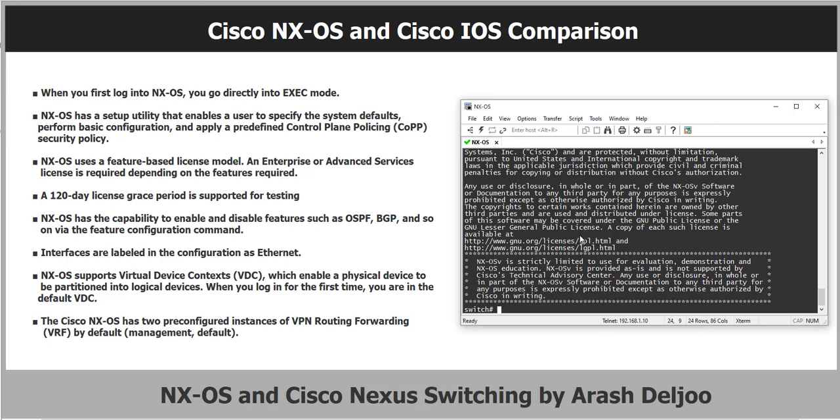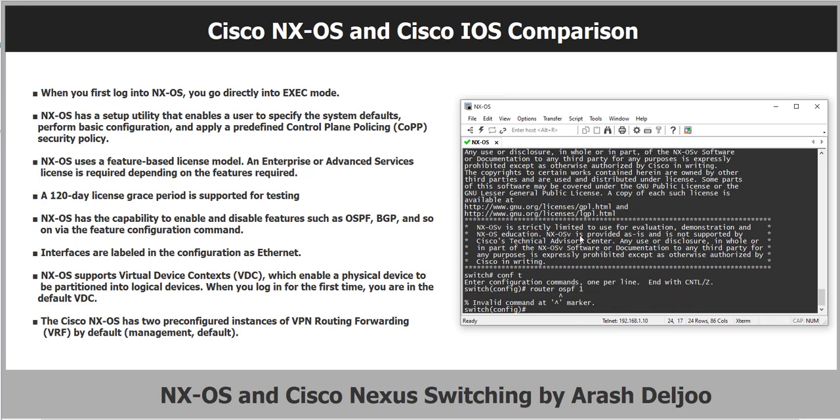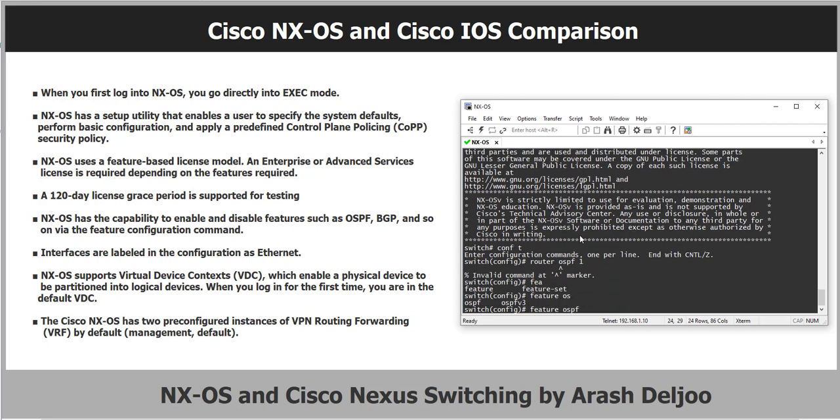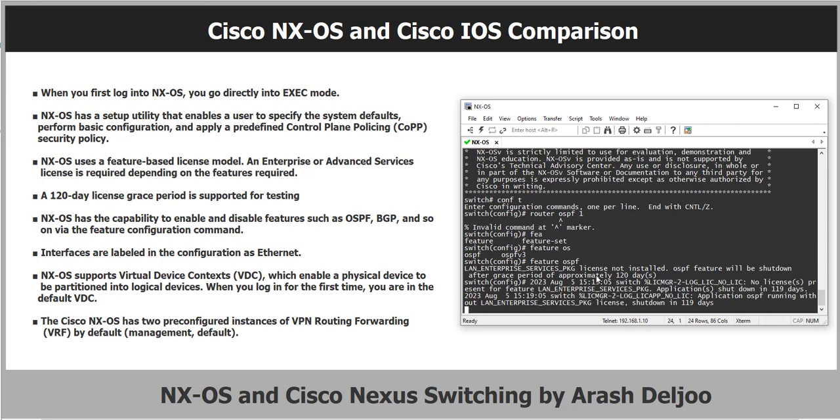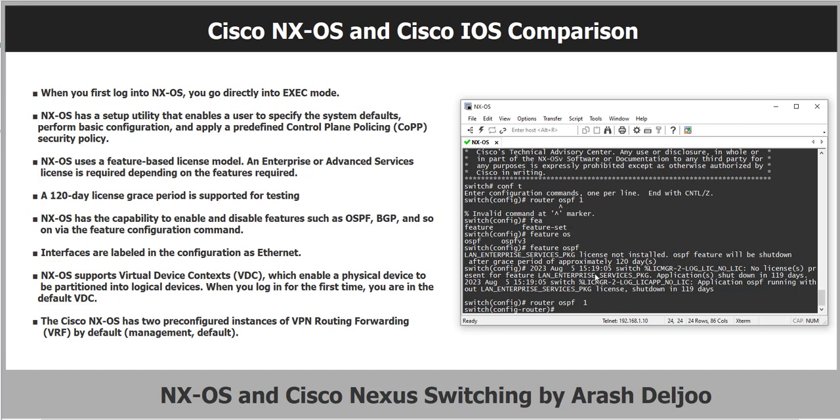For example, if you want to enable OSPF and you use router ospf 1, as you can see, router ospf 1 is not available. First, we need to enable it with the feature ospf command. After this command, if your license supports this feature, you can enable the router OSPF. Let me show you here, router ospf 1. That's it. Actually, let me repeat, NX-OS uses a feature-based license model.